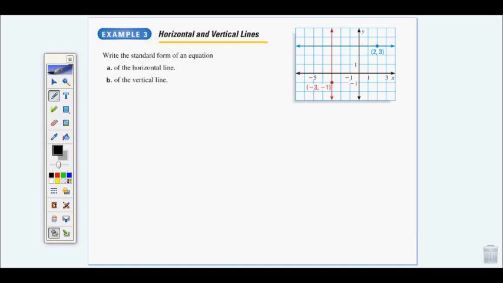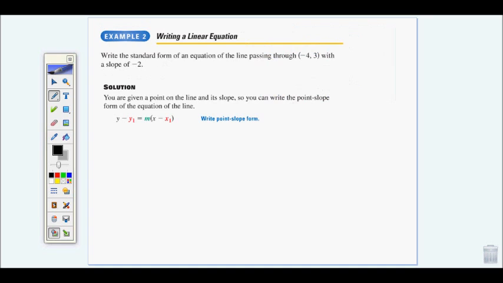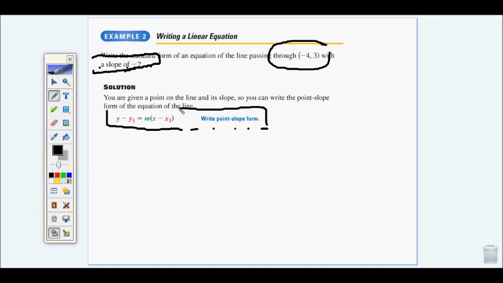In example 2, we're going to write the standard form of an equation of the line, and we have a point that it is passing through, and we have a slope. So you get to use what you practiced in the lesson today, your point-slope form. First of all, there's the formula for point-slope again. Not sure why I'm getting those dotted lines. And so I'm going to substitute in the values that are highlighted in red.